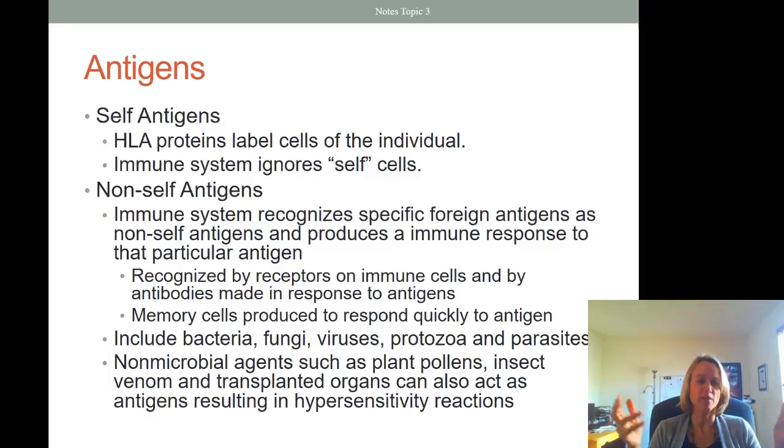So antigens can be found on bacteria, fungi, viruses, protozoa, parasites, and so forth. Now, non-microbial agents such as plant pollens, insect venom, and transplanted organs can also act as antigens, and these result in what we refer to as hypersensitivity reactions, and we'll talk about these a little bit later.